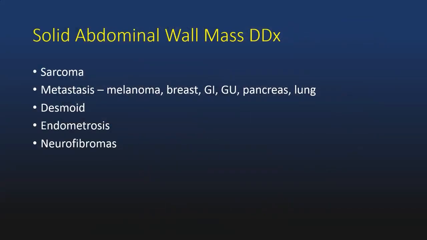So to briefly recap the differential diagnosis for solid abdominal wall masses, they include not only lipomas and sarcomas, as we mentioned, but also metastases, classically from melanoma or breast cancer, abdominal desmoid tumors, especially in patients who have Gardner Syndrome, endometriosis, often along prior surgical scars, and neurofibromas as well.